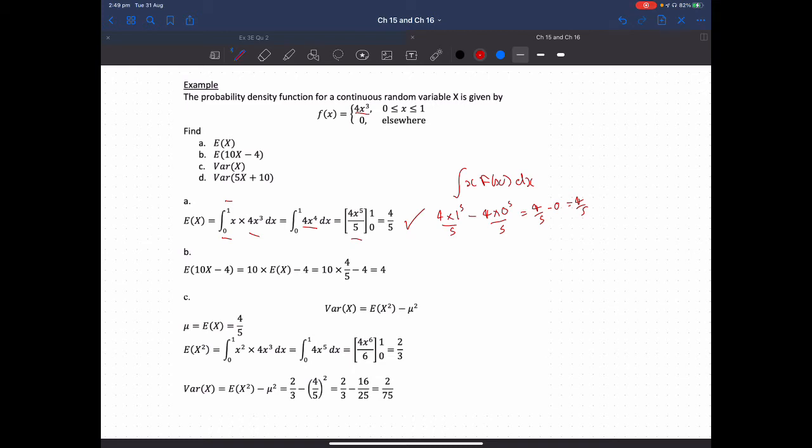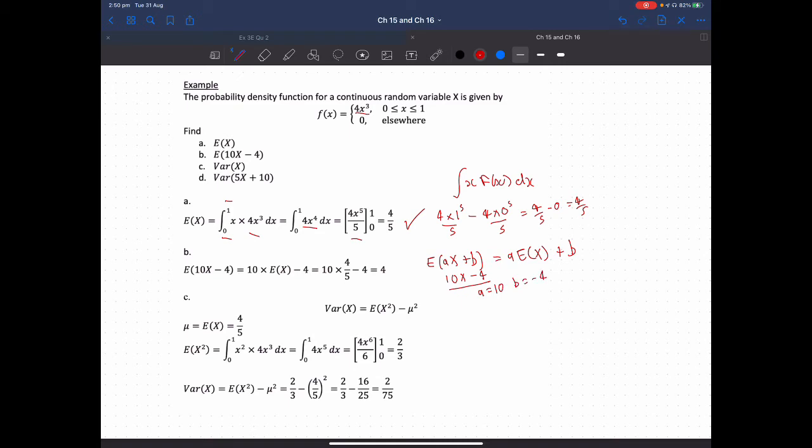Part B, we're using our expected value formula. That is, the expected value of aX plus b is equal to a times the expected value of X plus b. In this example, we have 10x minus 4. So what we do is we say a is 10, b is negative 4.